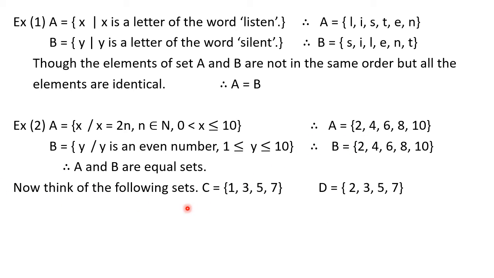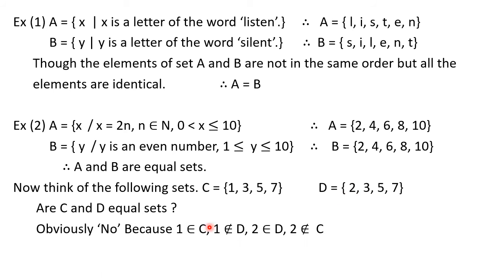Now let's take one more example. The set C is given where the elements are 1, 3, 5 and 7. And D is a set where the elements are 2, 3, 5 and 7. See, here also 4 elements, here also 4 elements. And if you observe, 3, 5 and 7 are identical. They are present in both places. But see, 1 is present in C, but 1 is not present in D. So we can write, 1 belongs to C, but 1 does not belong to D. Similarly, 2 belongs to D, but it does not belong to C.